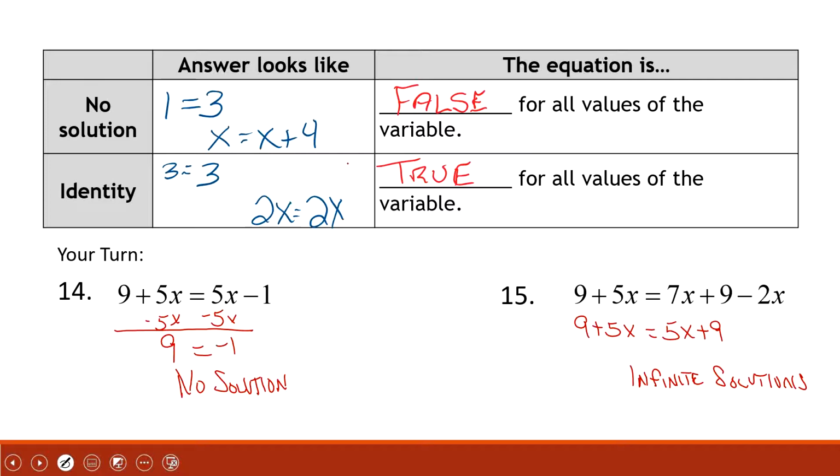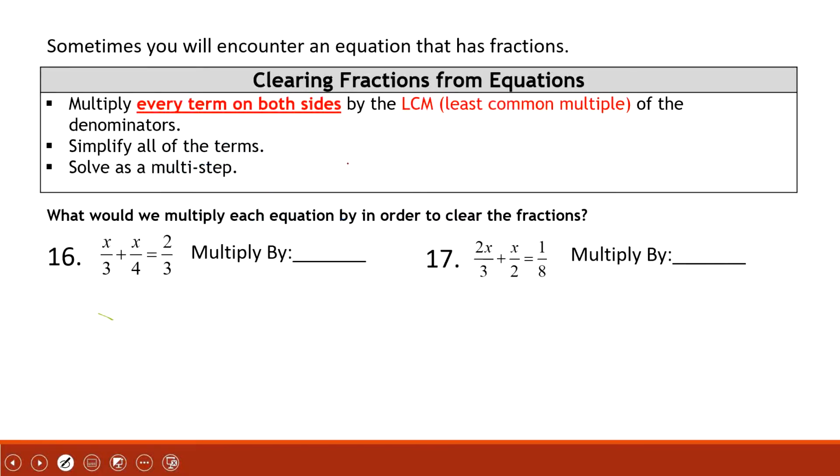Okay. Fractions. Everybody loves fractions. When you have an equation that has fractions in it, we want to get rid of fractions as quickly as possible. So how we do that is we're going to multiply every single term in the equation, so everything, left side, right side, everything that's in there, by the least common multiple.